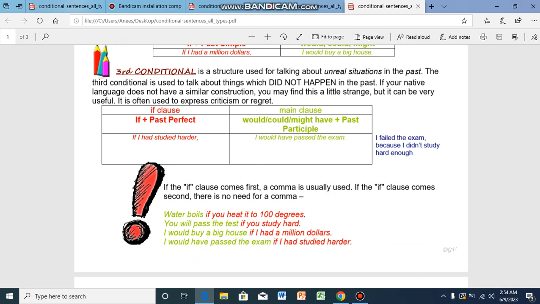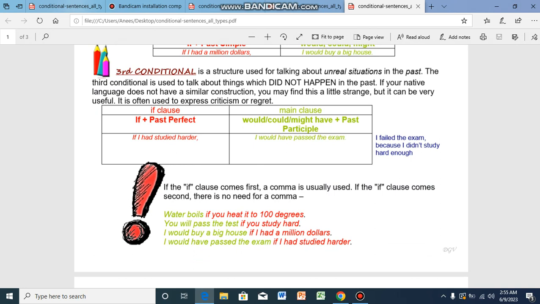For example, if I had studied harder, I would have passed the exam. So in this case, in the if statement, the if clause, we use the past perfect tense. In the main clause, we use the modals plus the past participle, would have.